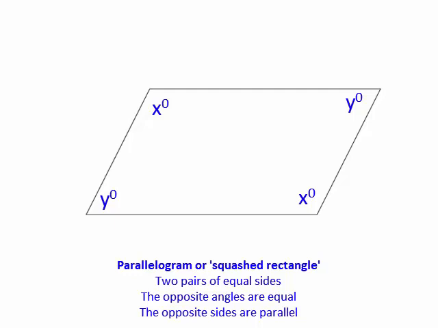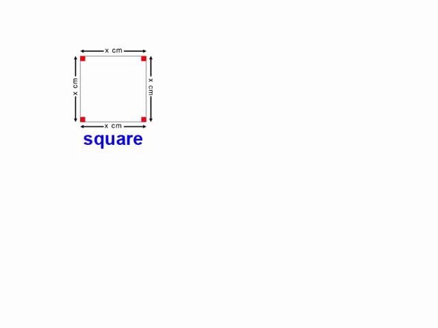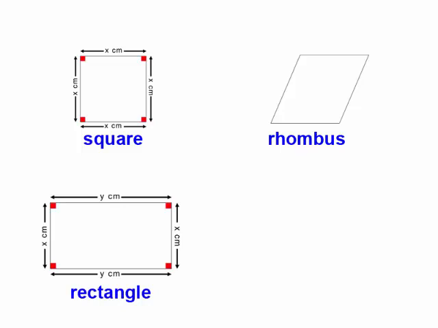This shape has two pairs of equal sides, the opposite angles are equal, and the opposite sides are parallel. We'll just review that again. Here is a square with four equal sides and four right angles. Here is a squashed square, known as a rhombus, with four equal sides, opposite angles are equal and the opposite sides are parallel. Here is a rectangle with two pairs of equal sides and four right angles.